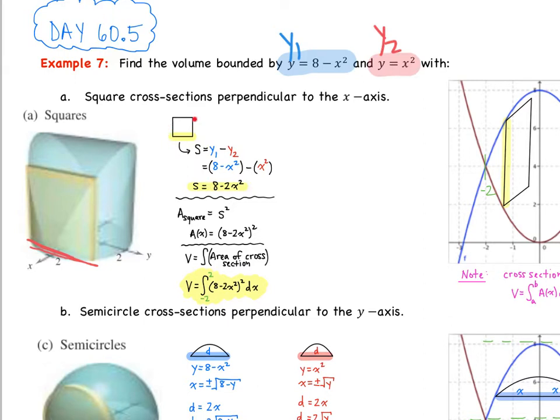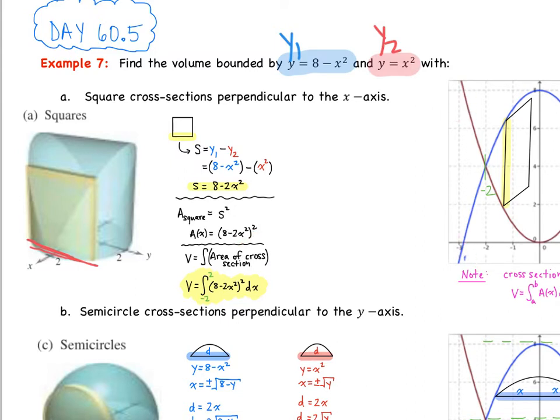We, though, need to find the area of this square. So what's the area of a square? It's the side length squared. Our side length was 8 minus 2x squared, and we're going to square that. So then how do we find the volume? Well, the volume is simply the integral of the area of the cross section. So our area is 8 minus 2x squared, squared.